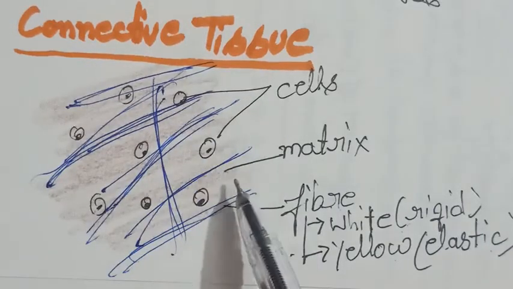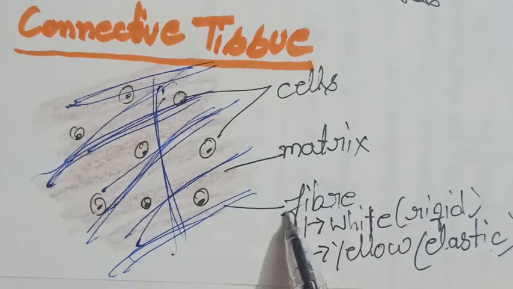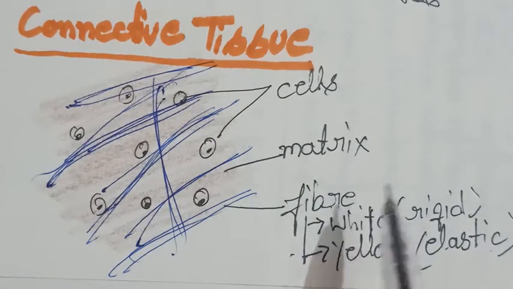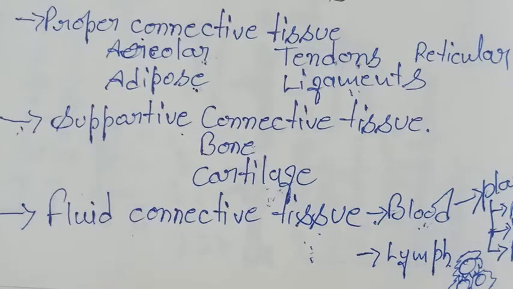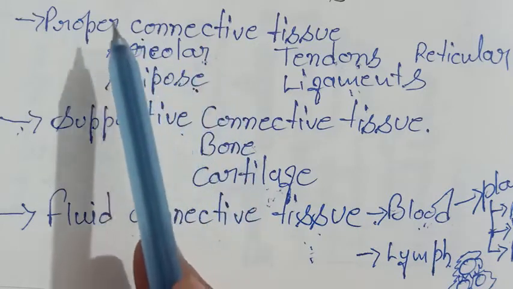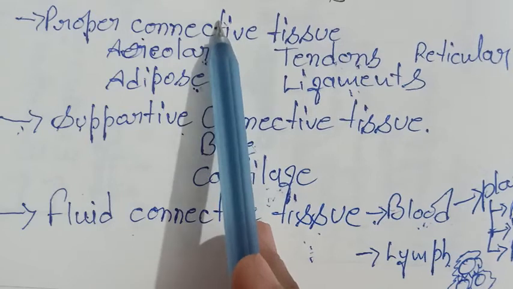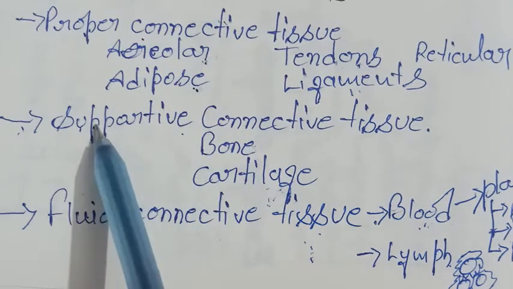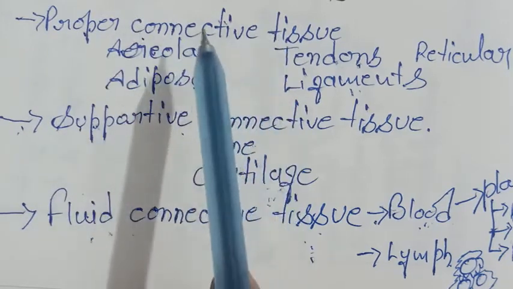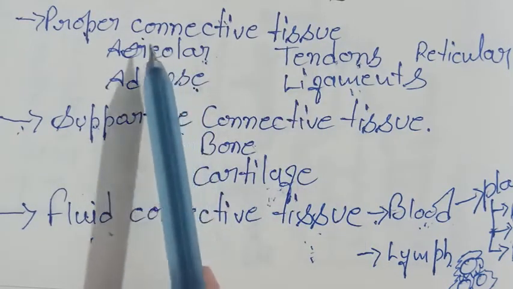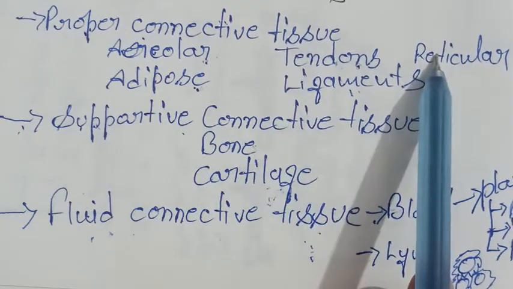Cells are there, matrix, ground substance is there, matrix means ground substance, then fibers are there which are again categorized into white fiber and yellow fiber. Again student, connective tissues are categorized into three types: proper connective tissue or connective tissue proper, supportive connective tissue and fluid connective tissue. First one, proper connective tissue. They are again categorized into five types: irregular tissue, adipose tissue, tendons, ligaments and reticular.